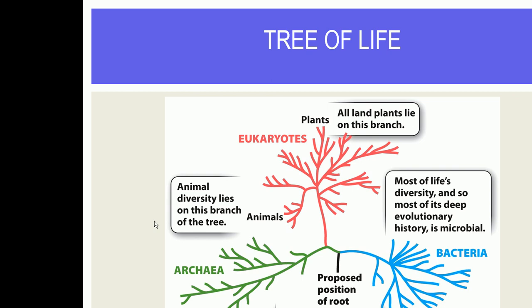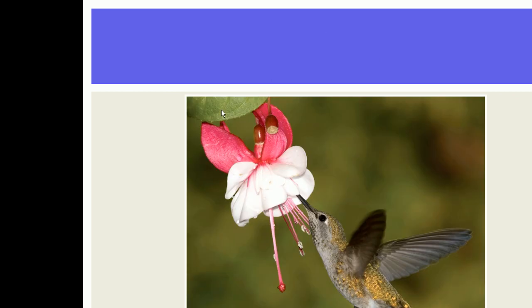On the other hand, these eukaryotes have a well-defined nucleus. The genetic material in the eukaryotes is present in a special organelle called the nucleus. And plants, animals, fungi, they all fall in this category of eukaryotes. So this is called the tree of life. Okay, so this was in general what we needed to know about biology.